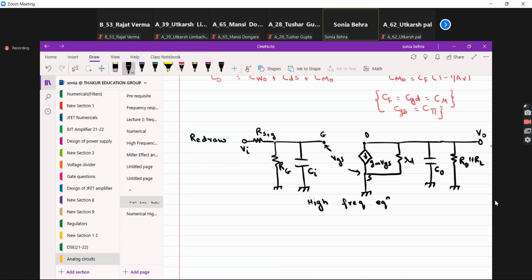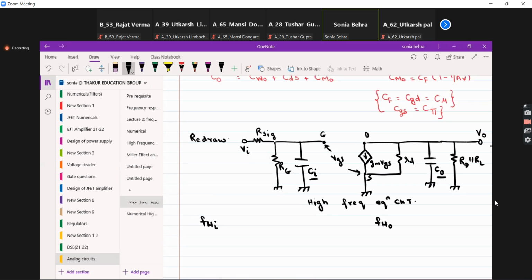तो इसमें कितने कैपेसिटर्स हैं which will have the effect? How many capacitors over here now? 2 capacitors. So 2 frequencies will come. जैसे लो फ्रीक्वेंसी पे 3 कैपेसिटर्स थे तो 3 फ्रीक्वेंसी आई थी, राइट? अब यहाँ पे हमारे 2 ही कैपेसिटर्स हैं तो 2 frequencies will come. One frequency will be your FHI, high frequency due to input capacitor CI, and one will be FHO, high frequency due to output capacitor CO.